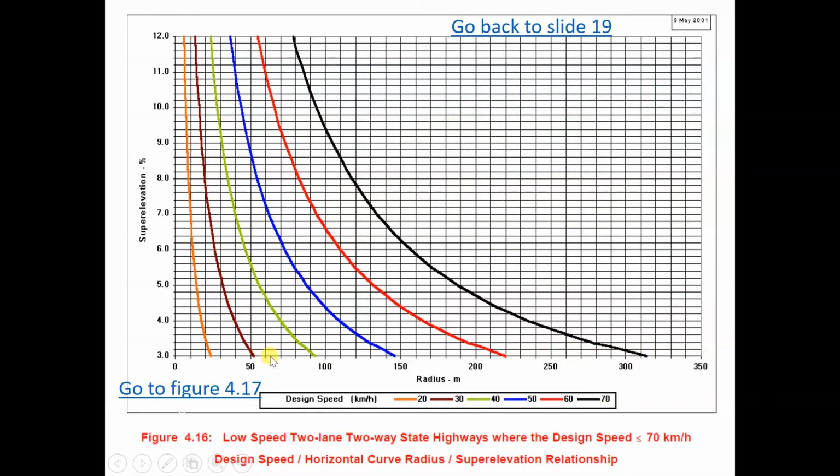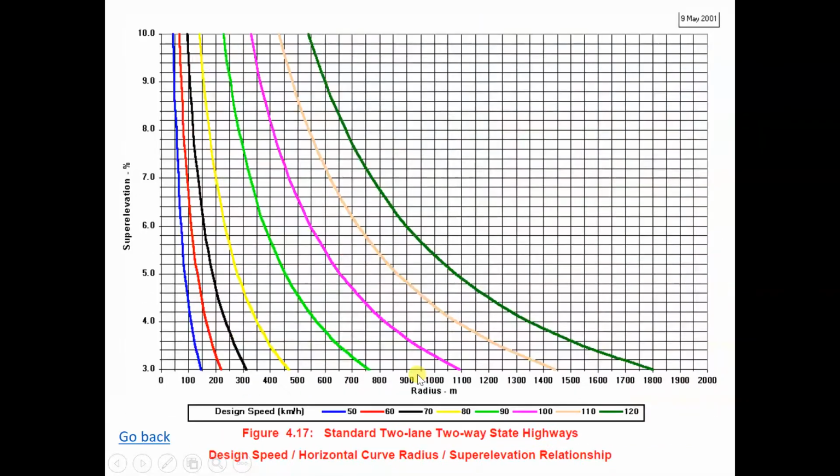The different colors show the different design speeds. So we've got 20, 30, 40, 50, 60, 70. This is up to 70 for a small radius. But if you have a bigger radius, up to like 2000 meter, then your speed goes up; the green one is 120.